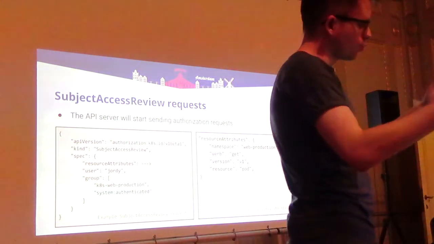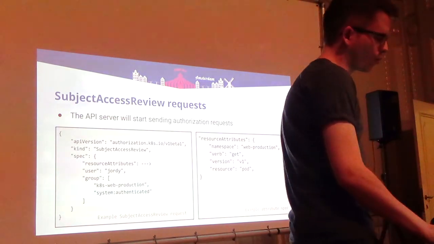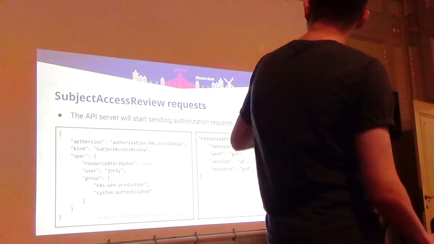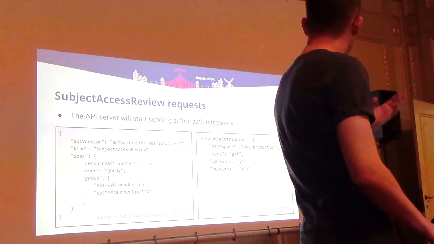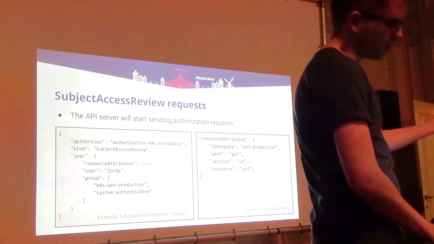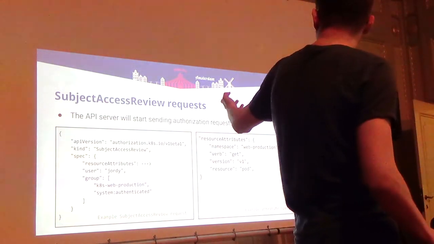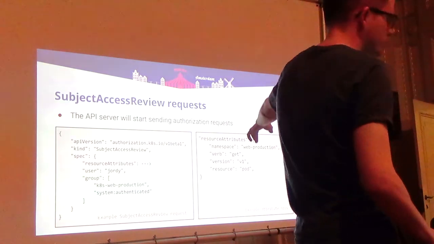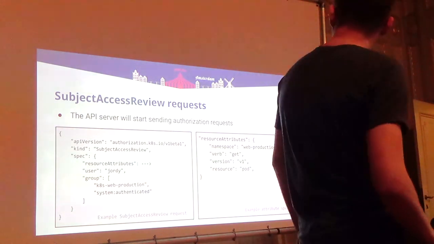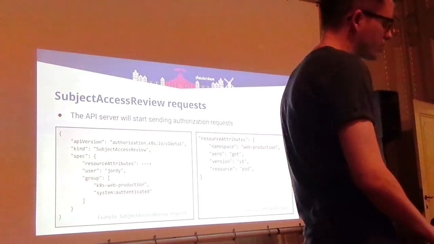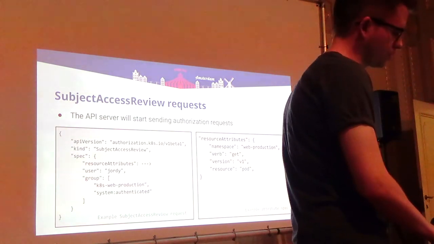And I split it up in 2 parts. I cut out the JSON payload because it was a bit long, but these are the most important values of it. So the resource attributes on the right, this is what you requested. So obviously you can tell that I did a kubectl get pods of the namespace web production. And you can also see that my username is Jordy on the left, and I am part of the following groups: system:authenticated, this is the one you get from Kubernetes as soon as you authenticated successfully. And the K8s web production one is specified in our LDAP service.